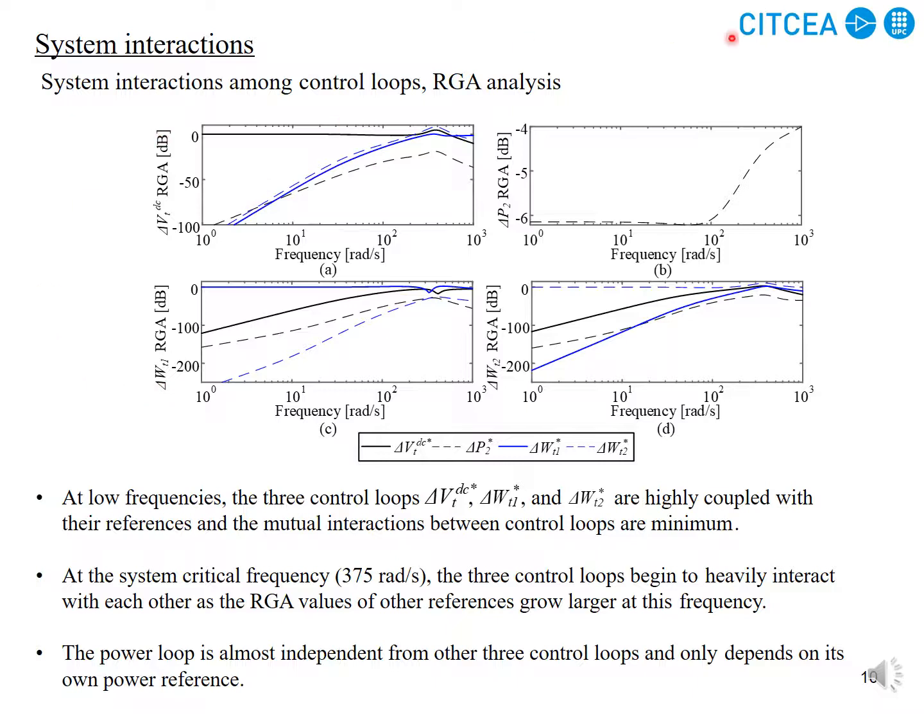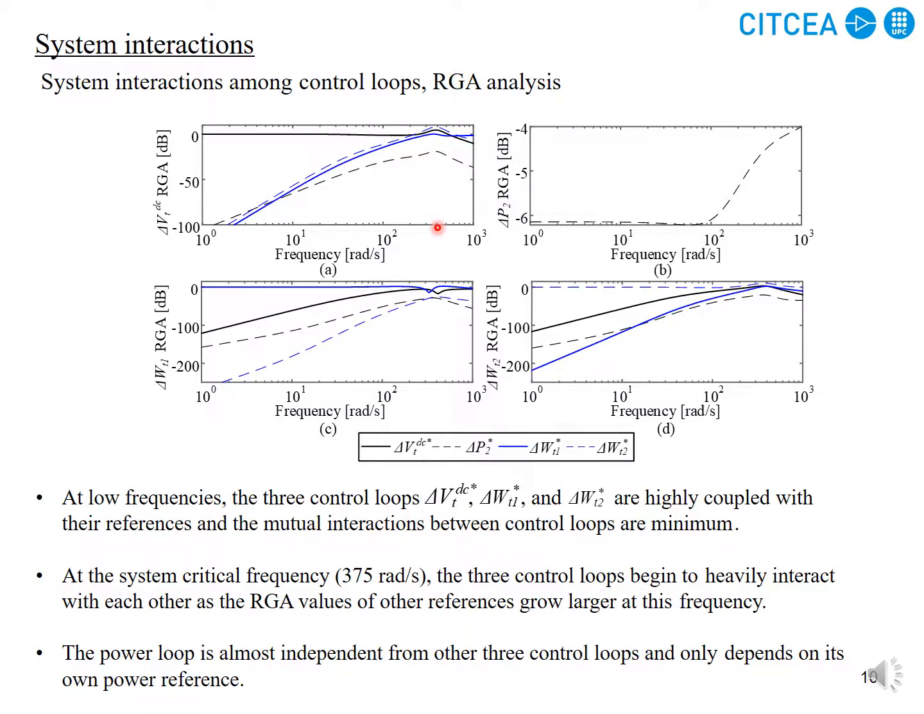So for the 4 outputs we have and the 4 references we have, we conduct RGA analysis, and we can see that at low frequencies, the 3 control loops, DC voltage, total energy 1, and total energy 2 related to the MMC2, are highly coupled with the references, and the mutual interaction between control loops is not significant. This means that the control system is designed properly for low frequency. However, for the frequency of 375, the control loops begin to heavily interact with each other.